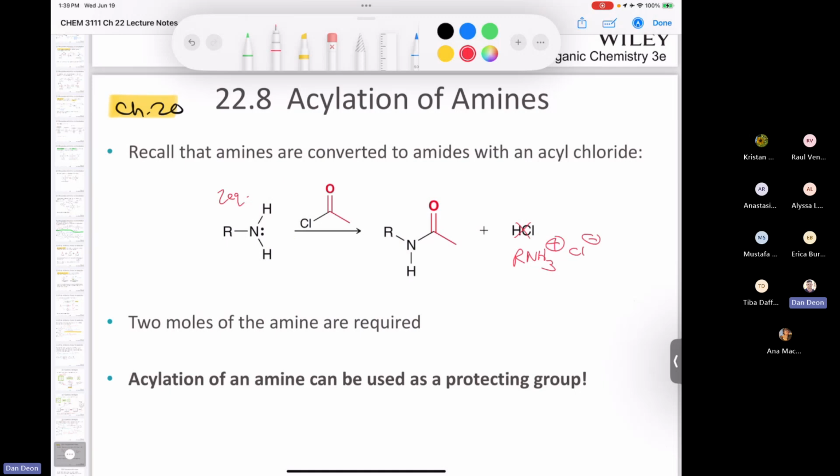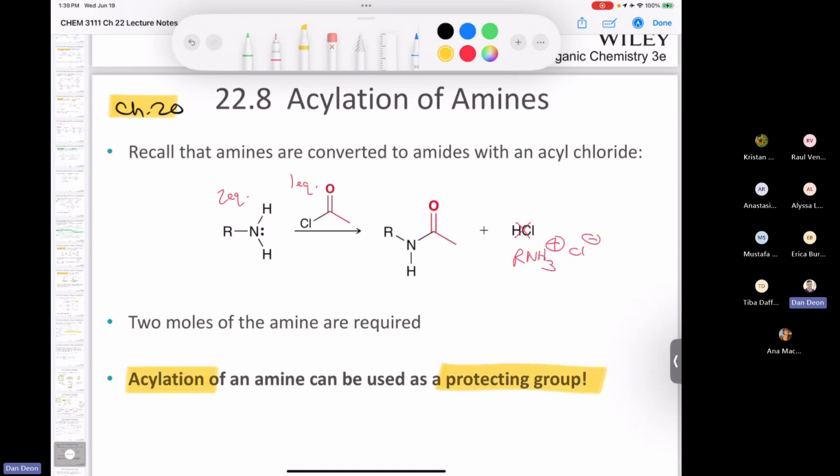Anyhow, so 2 moles of the amine and then 1 mole of the acid chloride. So if you're wondering, why is this showing up in this chapter? Because we already covered this in depth in chapter 20. You're right, we did. But before, we just saw how acylation was used in things like aspirin synthesis. Now we're going to see how an acyl group can actually be a protecting group. So now we're going to get back to a protecting group.